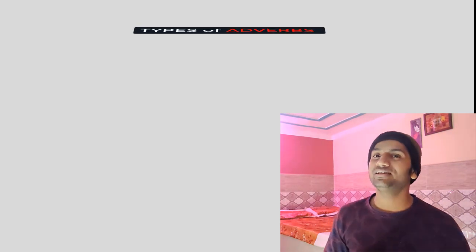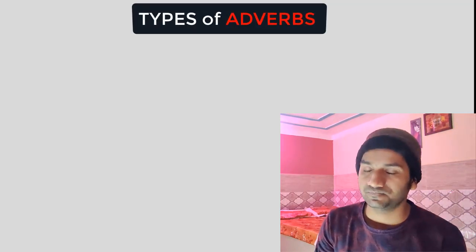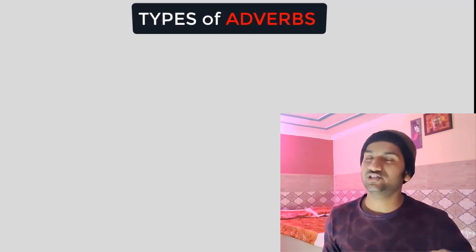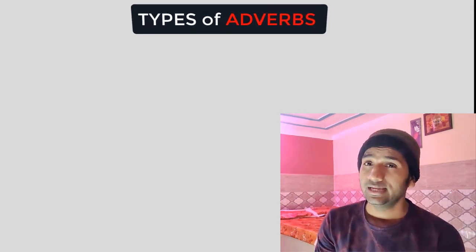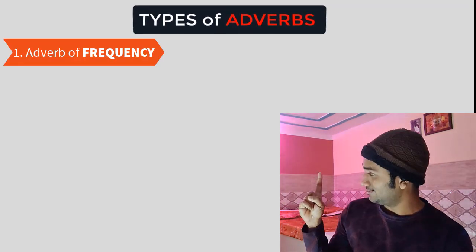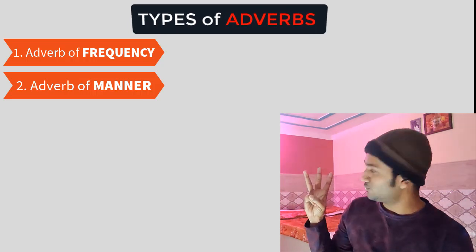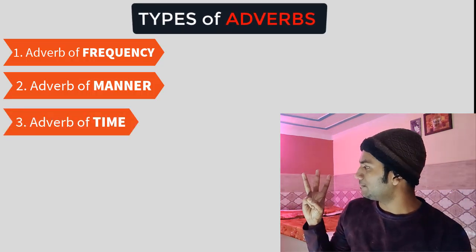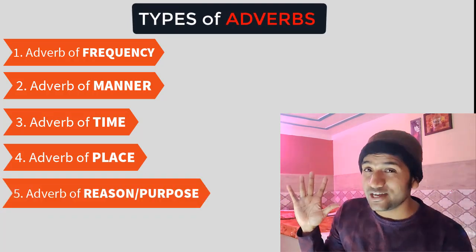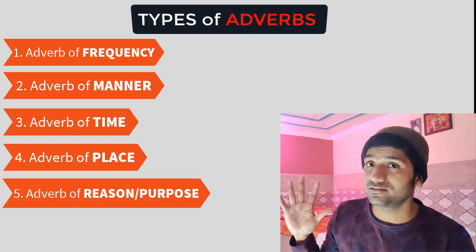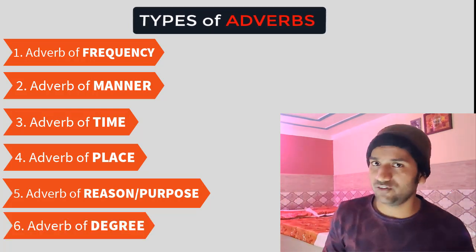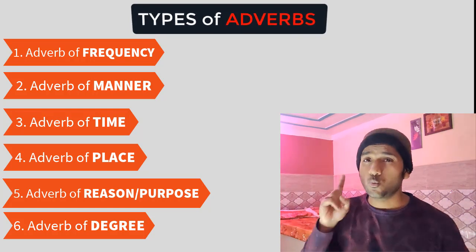Right. Now, how many types of adverbs do we have in English? 6 major types of adverbs we have in English. Number 1, an adverb of frequency. Number 2, an adverb of manner. Number 3, an adverb of time. Number 4, an adverb of place. Number 5, an adverb of reason or purpose. And number 6, an adverb of degree. All right, we will talk about all these adverbs one by one.